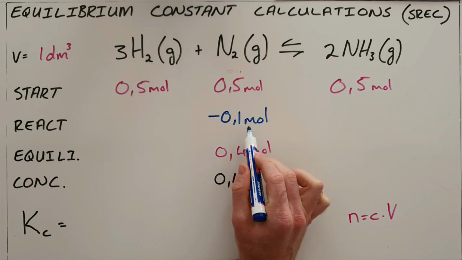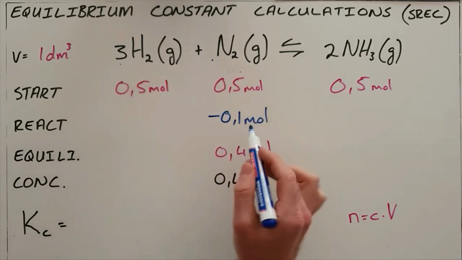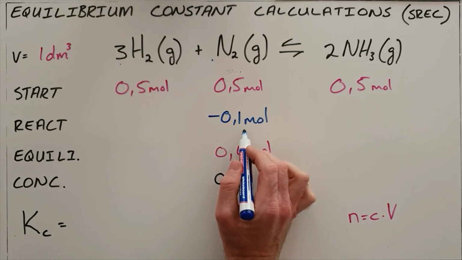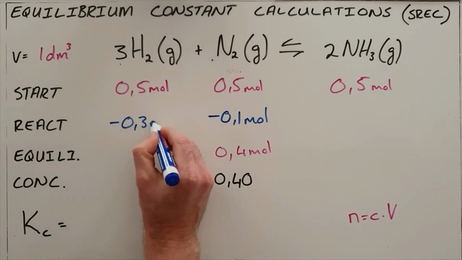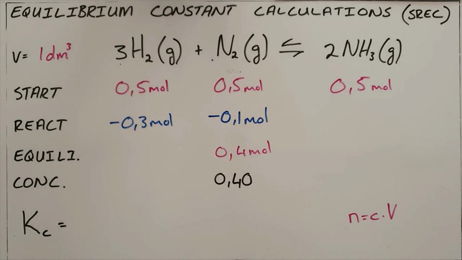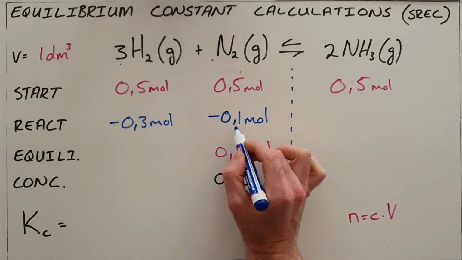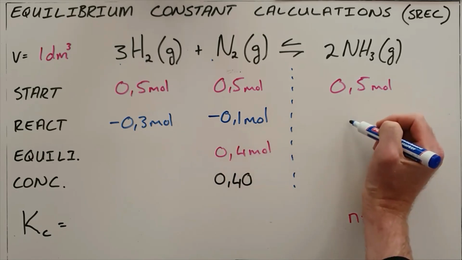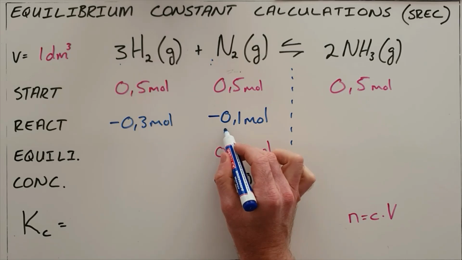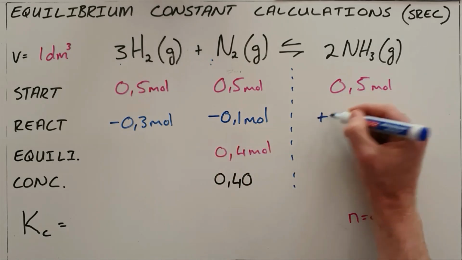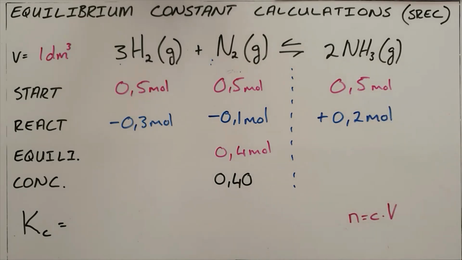We can now also see that the ratio in which nitrogen reacts with hydrogen is 1 to 3. So for every 0.1 moles of nitrogen that reacts, we must have reacted 0.3 moles of hydrogen. And then what this also says is that when we are using up nitrogen, we will produce twice as much ammonia. As we can see, the ratio is 1 to 2. So when we use up 0.1 moles of nitrogen, we will produce or create 0.2 moles of ammonia.